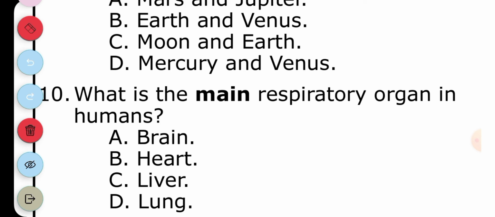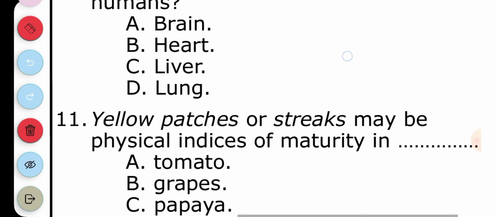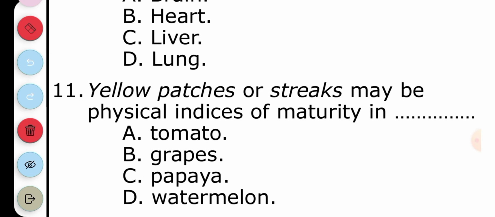Question 10. What is the main respiratory organ in humans? A, Brain, B, Heart, C, Liver, D, Lungs. The answer is D, Lungs.